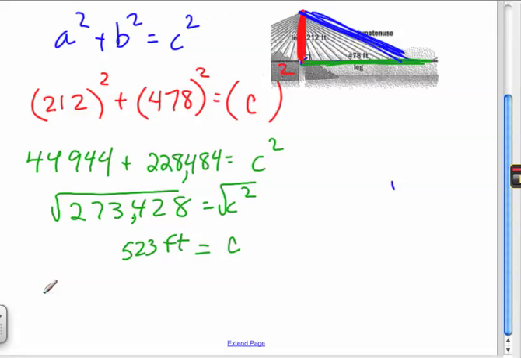Wait a minute. We took the square root of a variable. Isn't this plus or minus? Is it plus or minus? Don't we have to do both of them? Not for this one, because it's real world. I can't have negative 523 feet of cable, can I? Right? But wouldn't we do that if it were pure math? We give the positive and the negative?